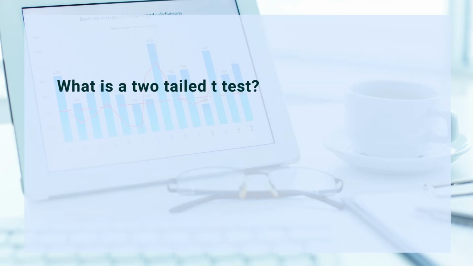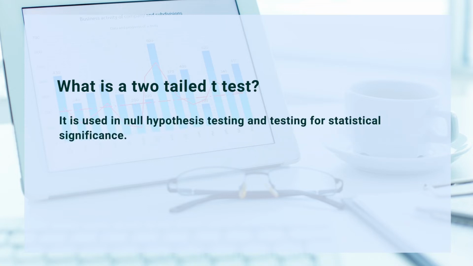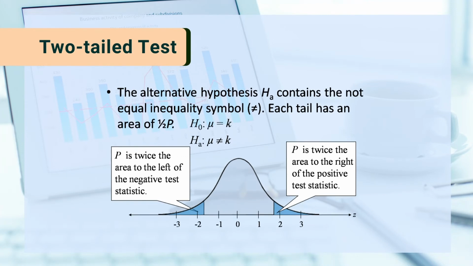So what is a two-tailed test? In statistics, a two-tailed test is a method in which the critical area of distribution is two-sided and tests whether a sample is greater than or less than a certain range of values. It is used in null hypothesis testing and testing for statistical significance. If we go more into depth, the alternative hypothesis contains the not equal inequality symbol, and each tail has an area of half P. The null hypothesis is mu is equal to k, and the alternate hypothesis is mu is unequal to k.